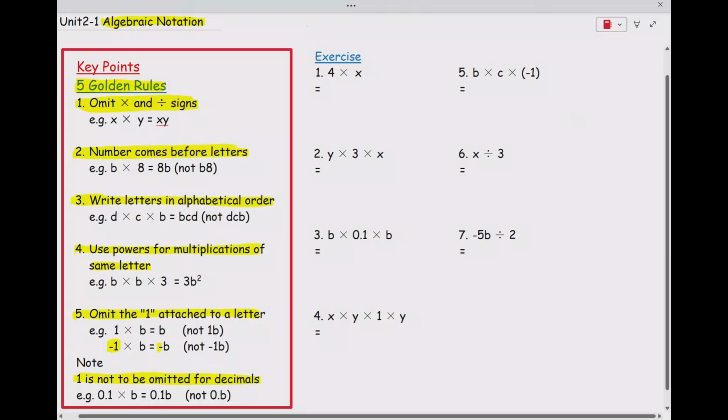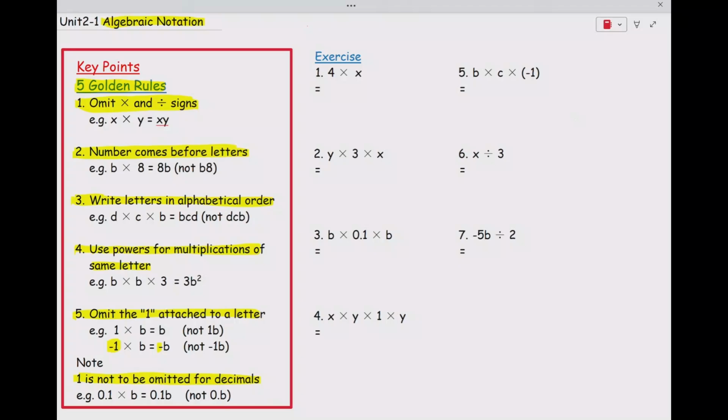Now, let's look at the exercise. If you think that you can answer these questions yourself, feel free to stop this video and try it yourself first. If you are not so sure, then let's continue to look at this together. Express the following equation according to the algebraic notation. Question number 1. 4 times x.